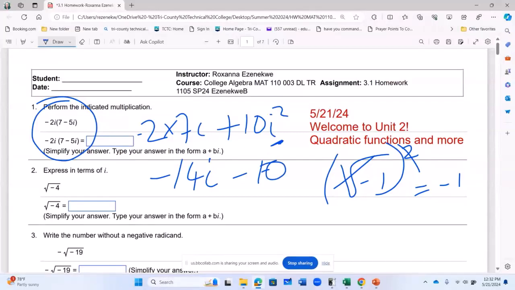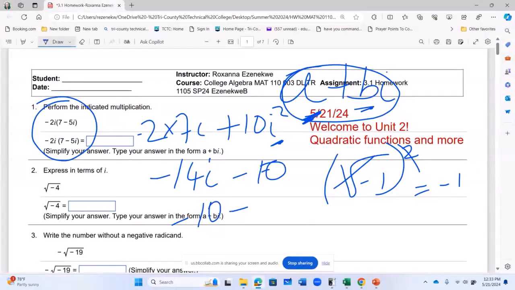So my answer, and I have to write my answer in standard form. The standard form of a complex number is a plus bi. a is the real part, b is the imaginary part. Therefore, writing this in standard form, I have -10 minus 14i. It is now in standard form. So that's number 1.